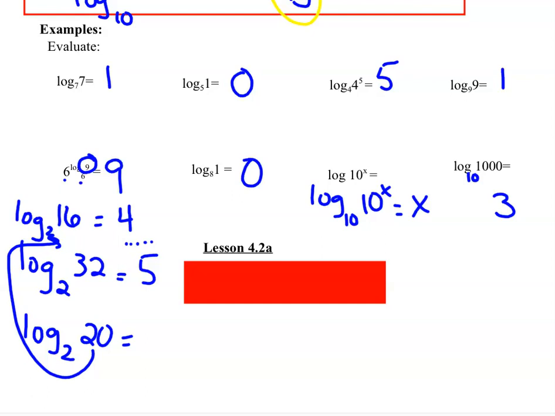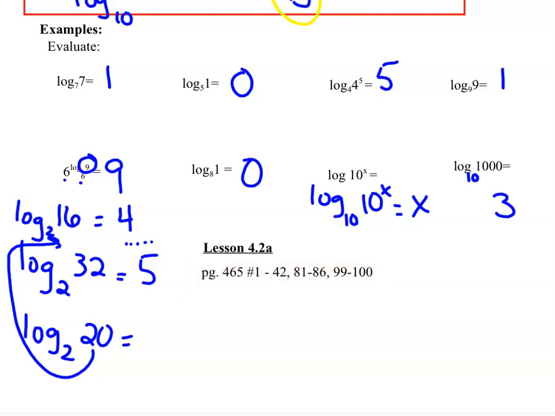For the ones that work out perfectly, we expect you to be able to do those without a calculator. Power charts are fine to have out, but you should be able to do these basic ones without a calculator. Okay? We'll learn ways to deal with the decimal ones later. So you guys are going to work on page 465, 1 to 42, 81 to 86, and 99 and 100. Again, most of these should go very quickly. Let me know if you have any questions.